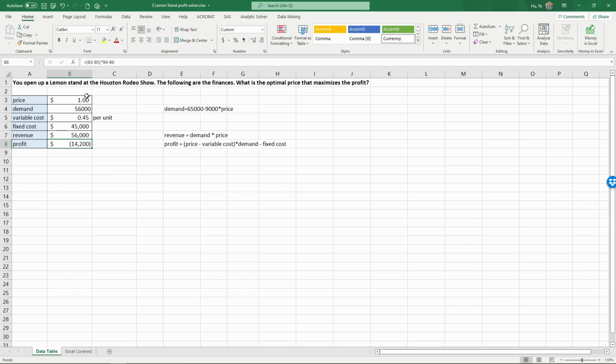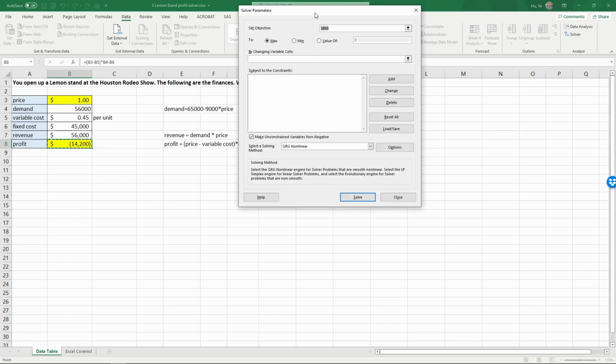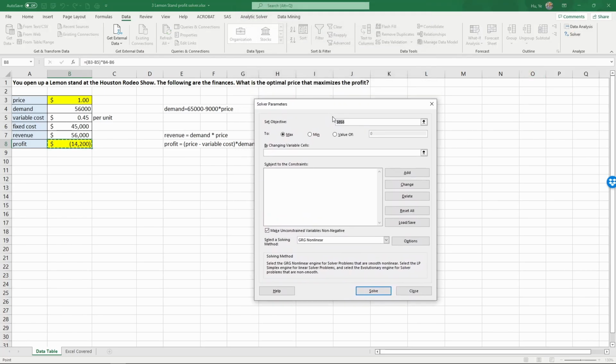So clearly this $1 price is bad, and we want to find the optimal price by maximizing the profit. So Excel offers a powerful tool to do this. It's the solver. Go to data and click here. If you have not yet set up solver, check out the video on how to set up solver in Excel.